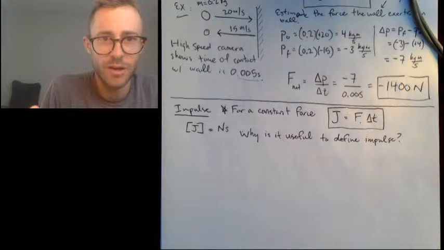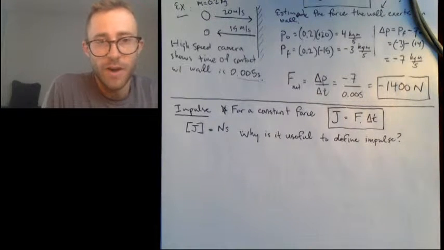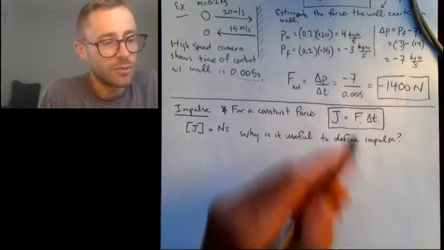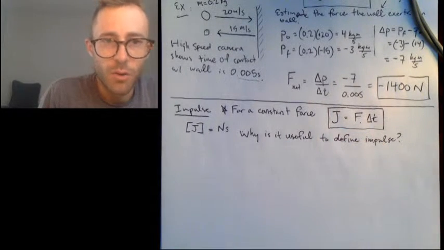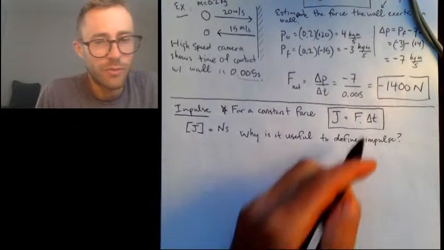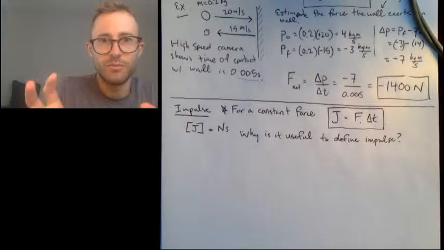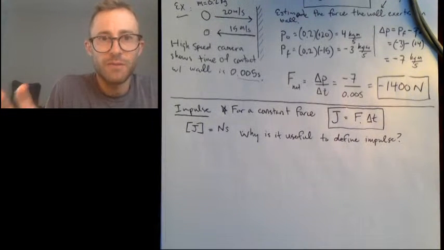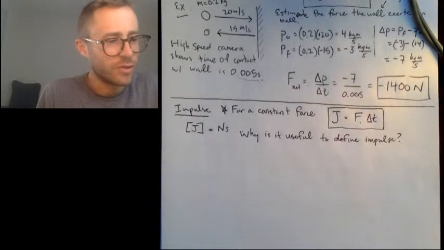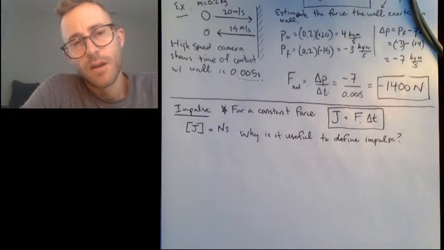Okay? Force times time. You could have a weak rocket that fires for a really long amount of time, so a small force but a big time. Or you could have a strong rocket that has a huge force but only lasts for a short amount of time, and those two different rockets could have the same performance. Okay? So the impulse describes the performance of a rocket engine. Okay?